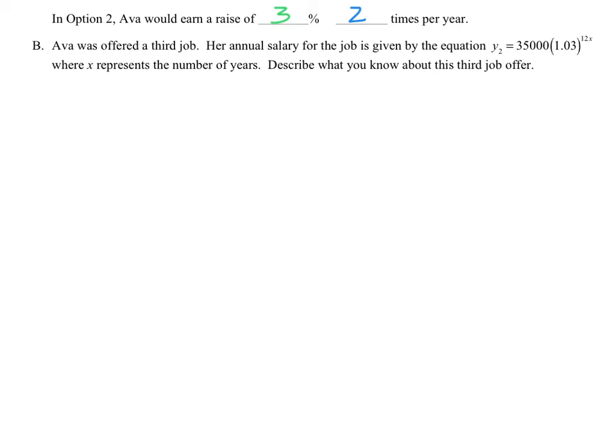So go ahead and pause. What do you know about this third job offer?